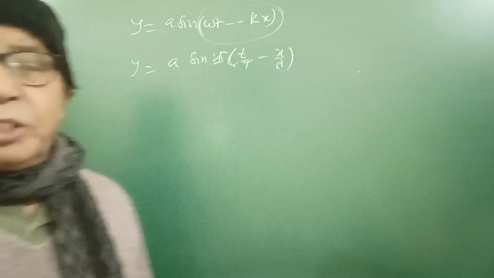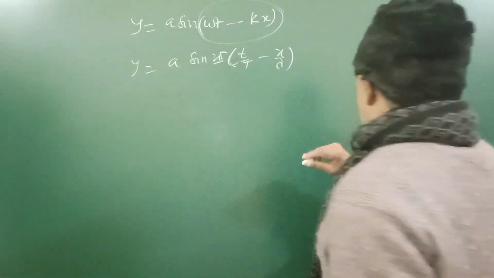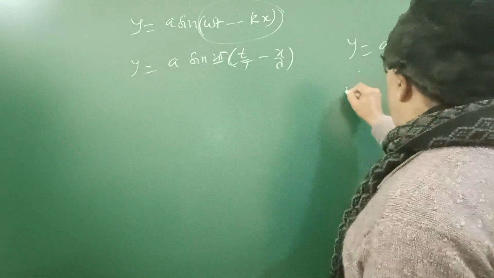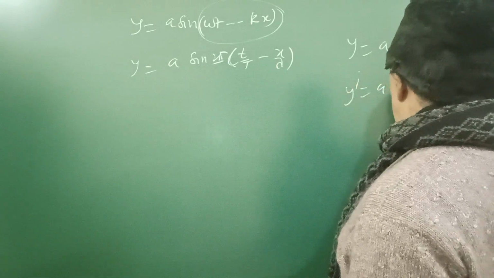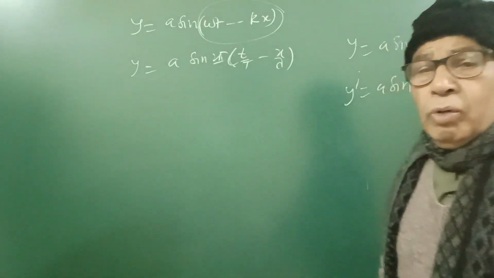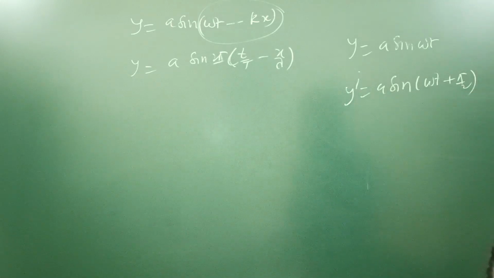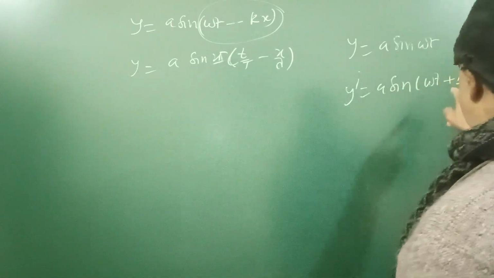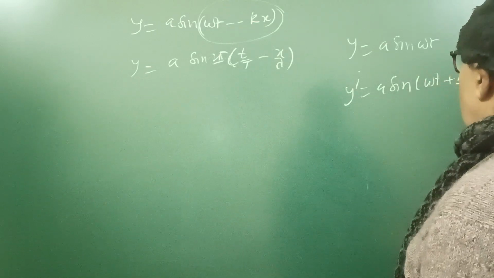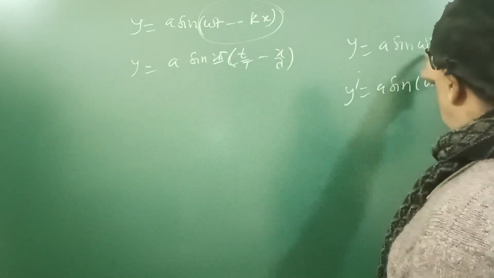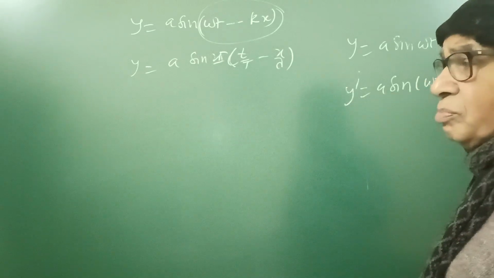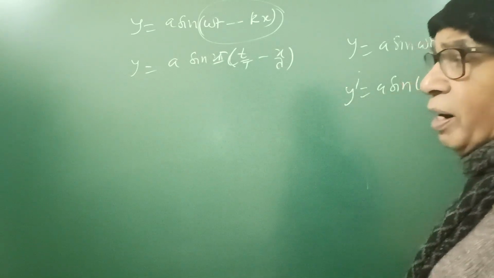Just to make you understand what is phase. Actually, I have two functions. Suppose y equal to a sine omega t, and the other y dash equal to a sine omega t plus pi by 2. What is the difference? Here the difference is 90 degrees. What does it mean? It means at t equal to 0, y is 0. At t equal to 0, y dash is a.